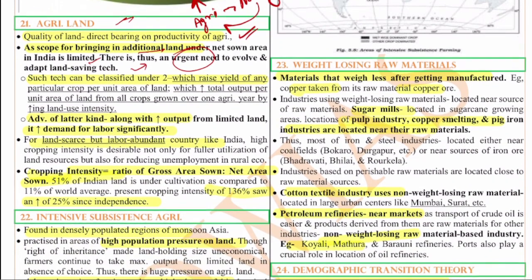Cropping intensity, if you see, is the ratio of gross area sown to the net area sown. 51% of Indian land is under cultivation as compared to 11% of the world average. The present cropping intensity is 136%, and it saw an increase of 25% since independence. So already we are producing well, but we need to conserve it and preserve it properly.